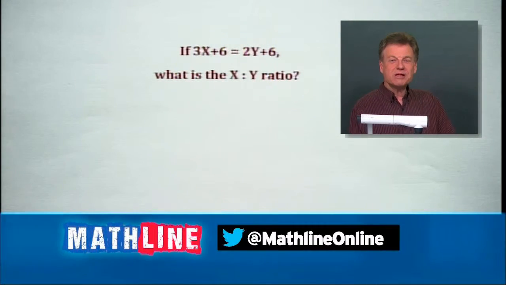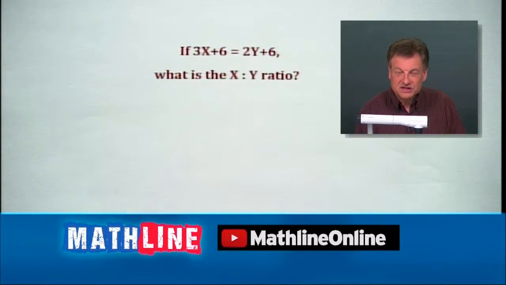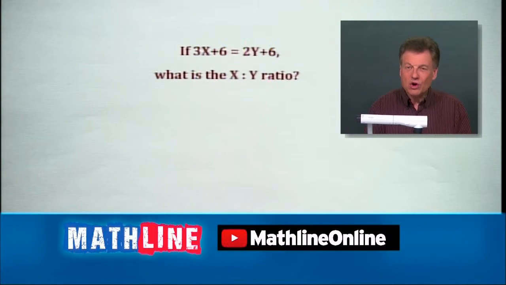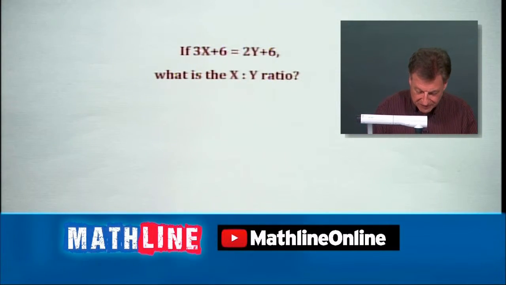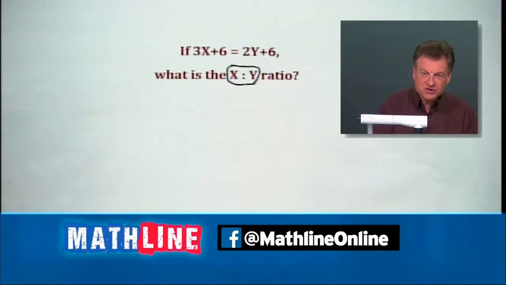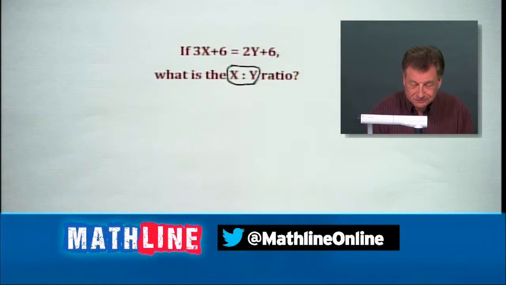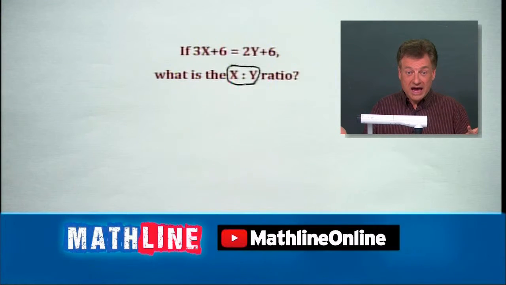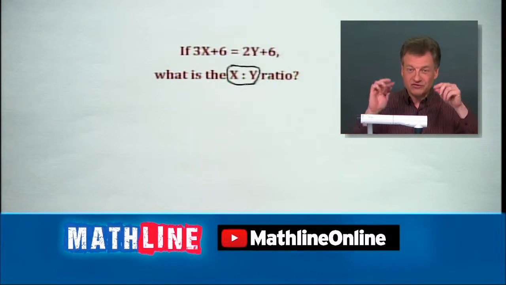If 3x plus 6 equals 2y plus 6, what's the x to y ratio? Notice I even spelled it out so you understood. That's what we want to know. X to y, what's the ratio here? Got to be 2 integers, right? Everybody nod your head out there? Great. Why do we have a 6? Oh, we'll figure that out, all right?